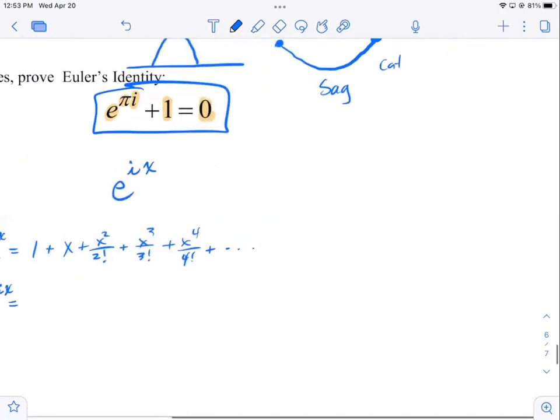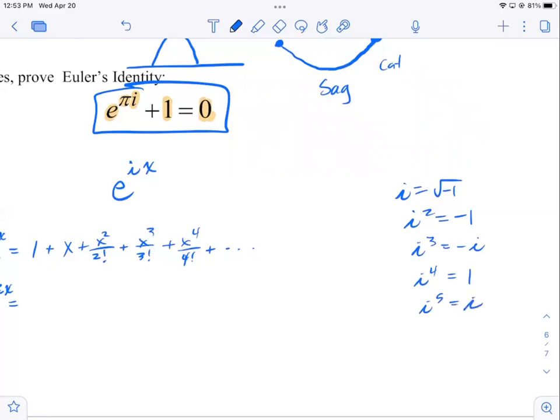If you've forgotten, i is the square root of -1. i squared is -1. i cubed is -i. i to the 4th is back to +1. So i to the 5th is back to i. They repeat in cycles of 4. And if you divide the exponent by 4, the remainder is your new exponent, essentially.